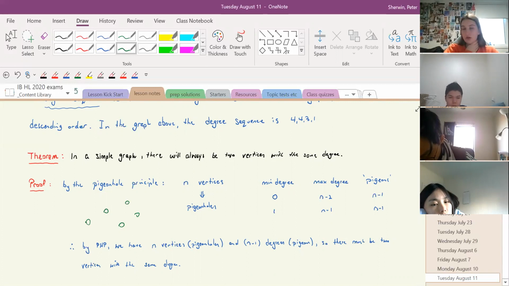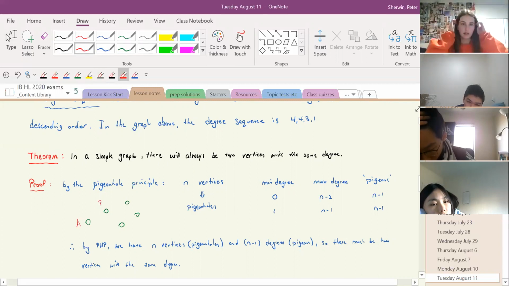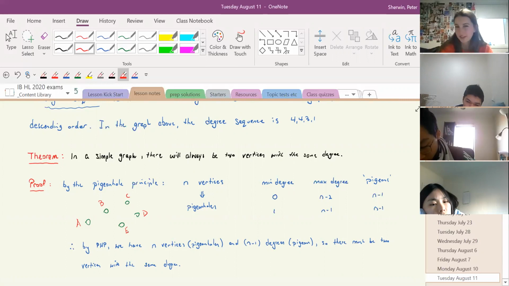What are the degrees of each of those nodes, those vertices? What's the degree of our vertices? 0. Sorry? What's the degree of A? 0. Degree of B? Degree of B?